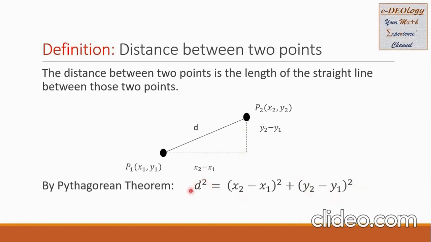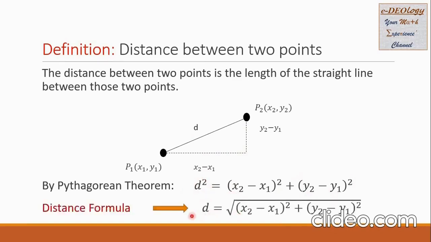And to make this D without the square, we will take the square root of both sides. And this is now what we call the distance formula between 2 points.